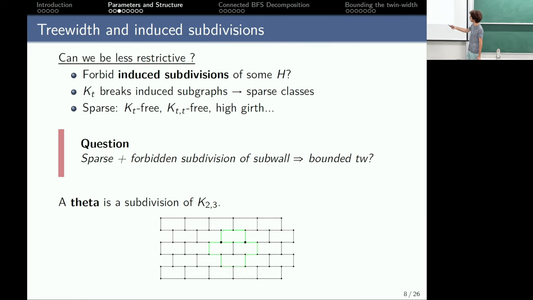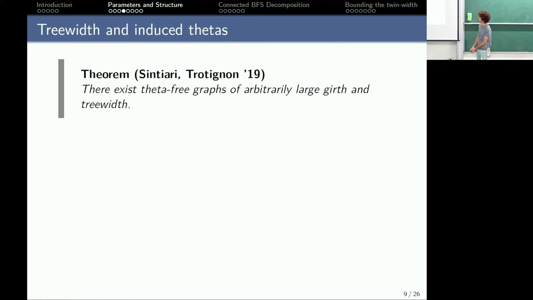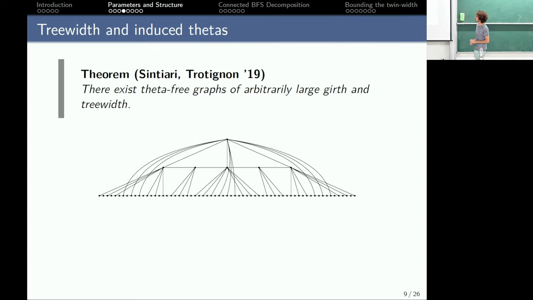So here we can see theta as, between the two big vertices, three induced paths in green that link the vertices, and you don't have any edge between them. So the question is, if you forbid some small part of the wall as an induced subdivision, does it bound the treewidth? And the answer was given by Sintiari and Trotignon 3 years ago, which is no. You have theta-free graphs of arbitrarily large girth, so as sparse as you want, and arbitrarily large treewidth. And they look like this.